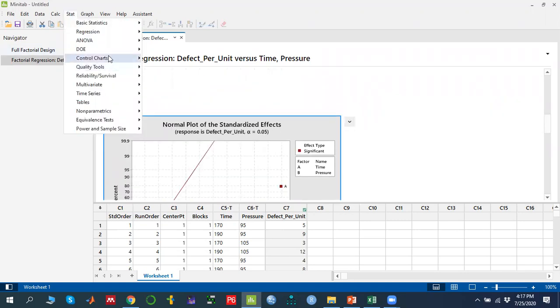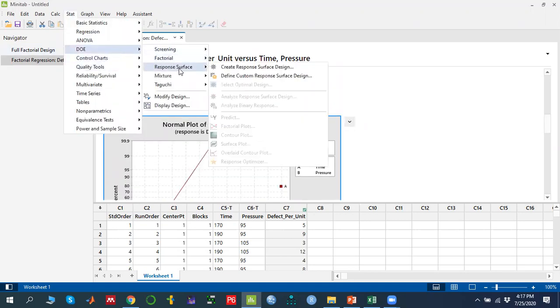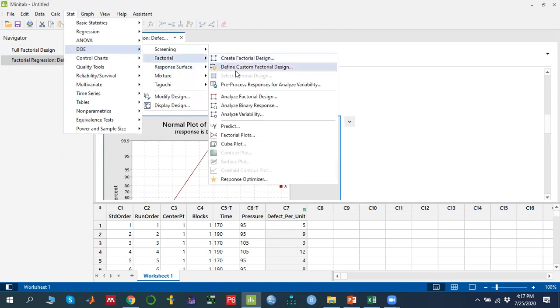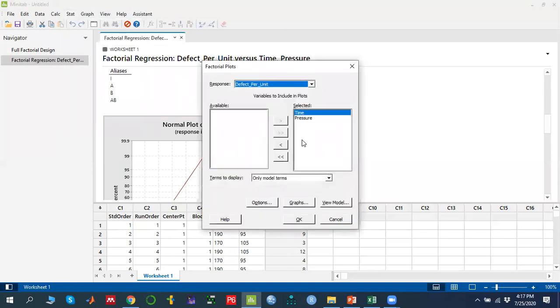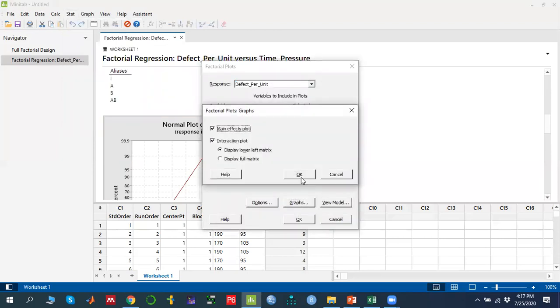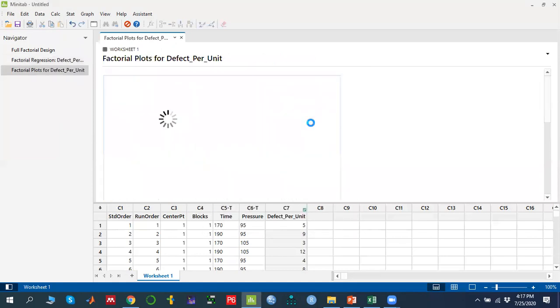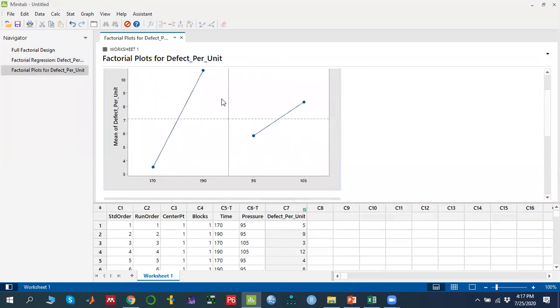So let's draw the main effect plot as well as the interaction effect plot. How can you do that? You can do that with factorial plots. Just click on graphs, that's okay. Press OK. So this is the main effect.